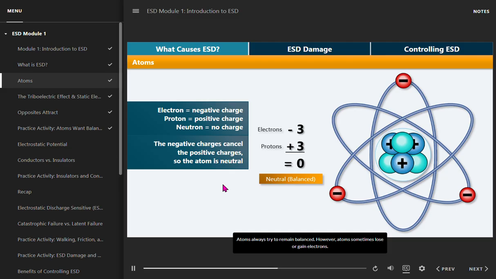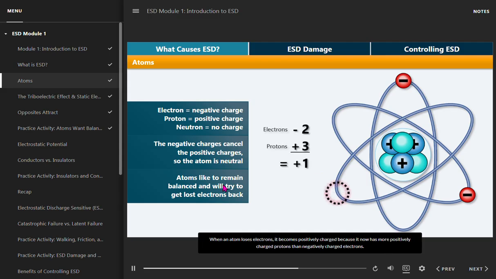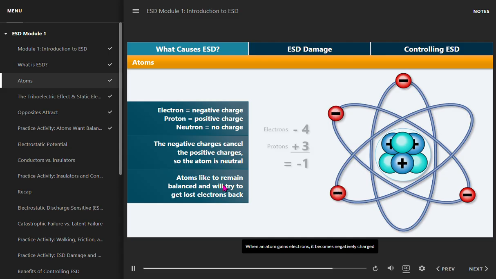Atoms always try to remain balanced. However, atoms sometimes lose or gain electrons. When an atom loses electrons, it becomes positively charged because it now has more positively charged protons than negatively charged electrons. When an atom gains electrons, it becomes negatively charged because negatively charged electrons outnumber positively charged protons.